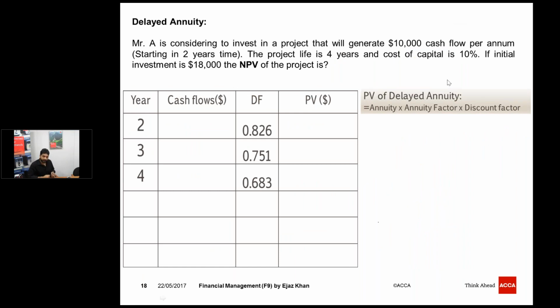Now, look at this example. This is now delayed annuity. Remember, any annuity that starts from year 1 is a normal annuity, advanced annuity starts from 0, and if any annuity or project starts generating cash inflows from year 2 or onwards, it will be considered as delayed annuity. Now, how to solve a problem with a delayed annuity?